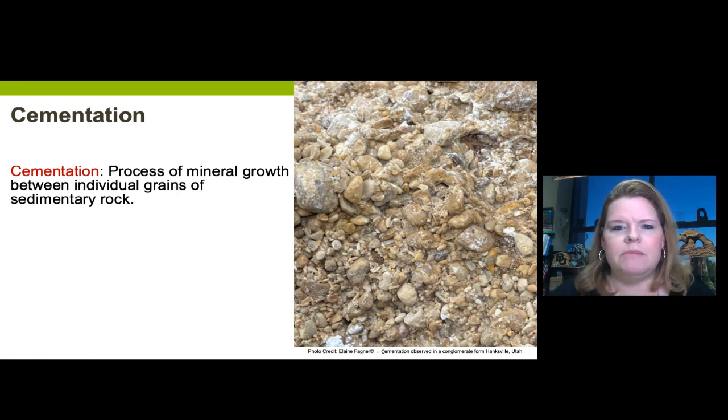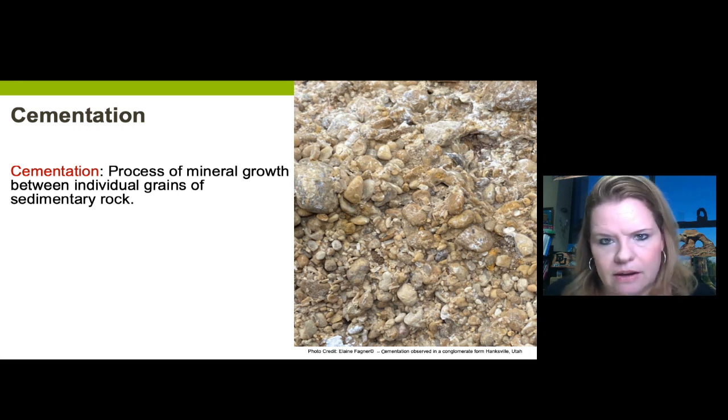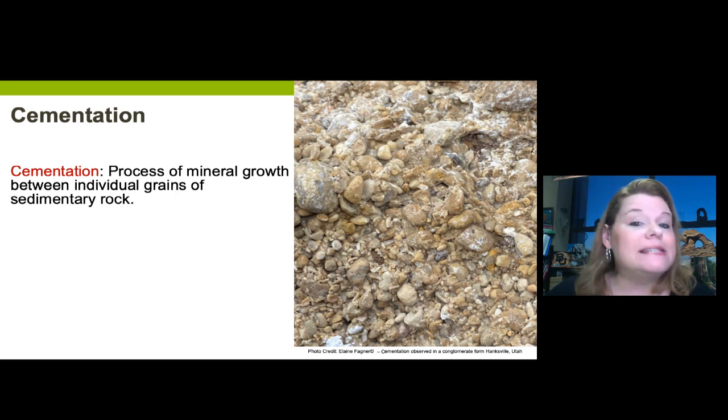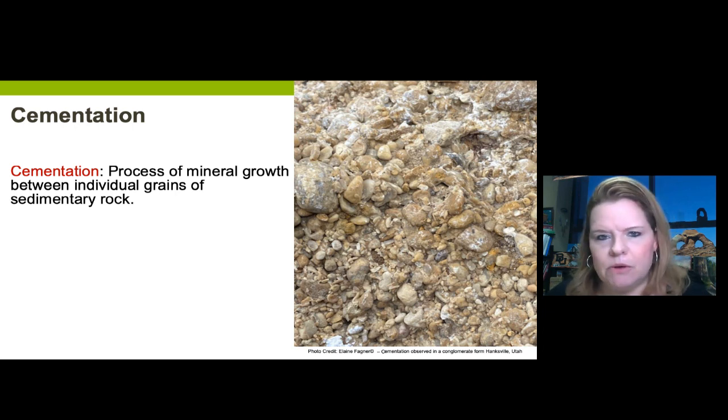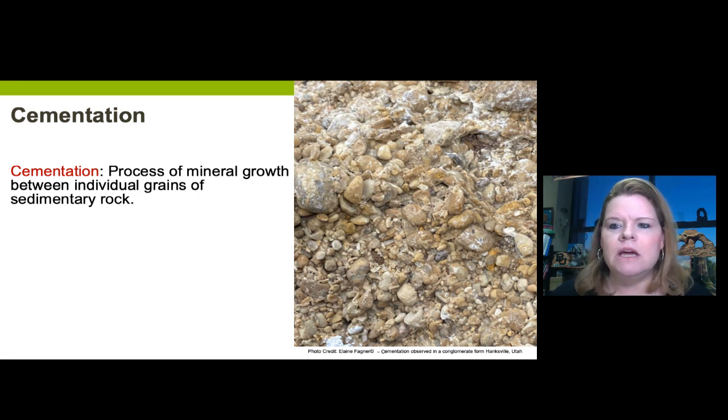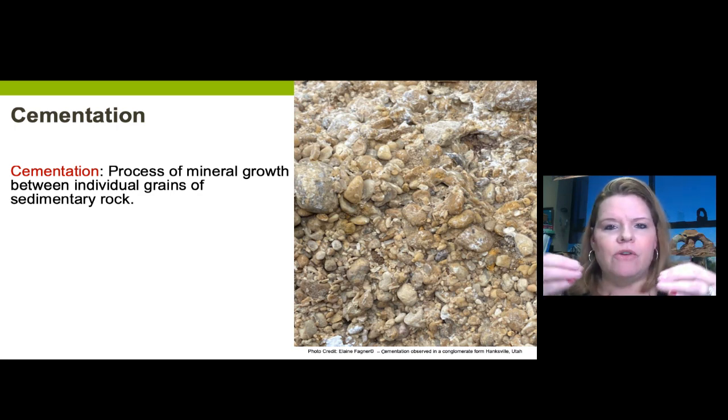But nevertheless, it's not loose. There's not a bunch of pebbles falling off. It is glued together. And I didn't do that. It was in nature that way. So that's cementation. That's the process of mineral growth between individual grains within a rock that allows it to be put together and glued together.